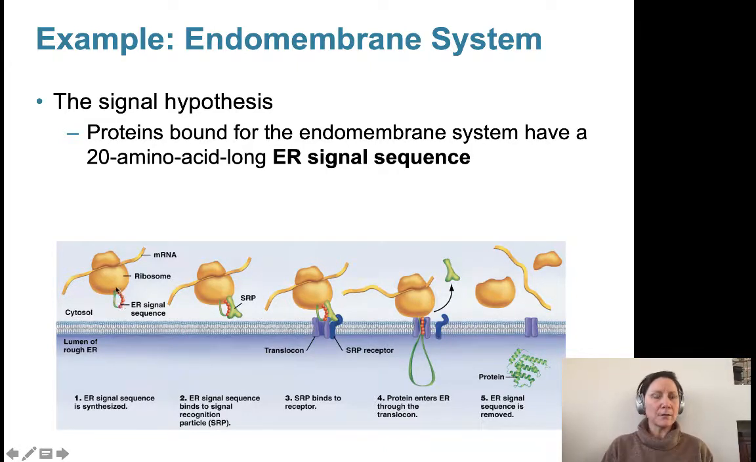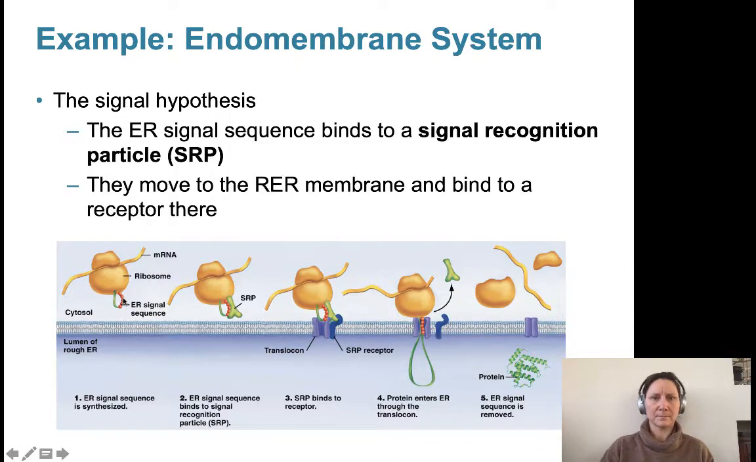Next to it, though, is this ER signal sequence. So proteins bound for the endomembrane system have a 20 amino acid long sequence, and you can see that in these little globular structures here. And once that's produced, the ER signal sequence binds to a signal recognition particle. So you can see that in green here, this sort of structure here.